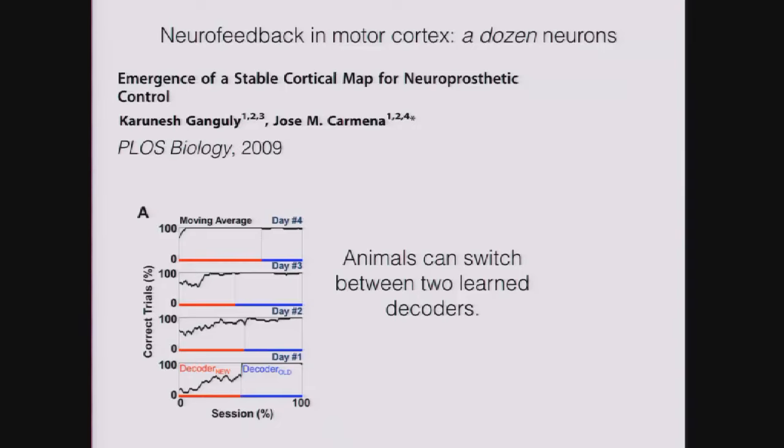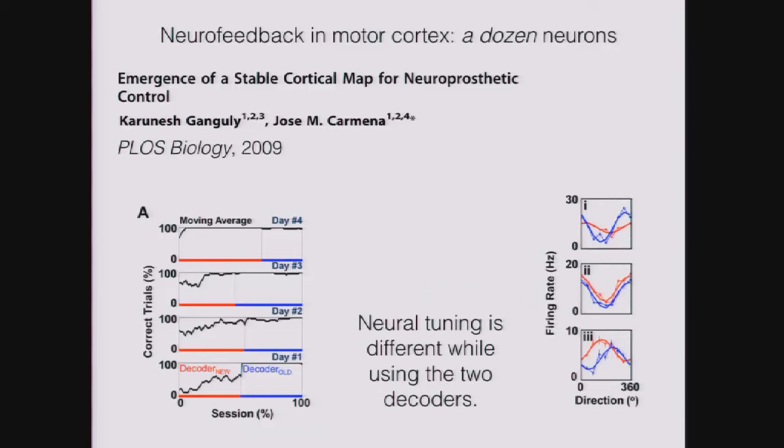Okay? And then they could go a step deeper and look at the native tuning of these neurons under the 2 different mappings. 3 individual neurons. Some have different tuning in terms of modulation depth. Others have different tuning in terms of preferred direction. Some neurons do the same thing under both maps. Okay, and then Karanesh is speaking also tomorrow at 11:25.